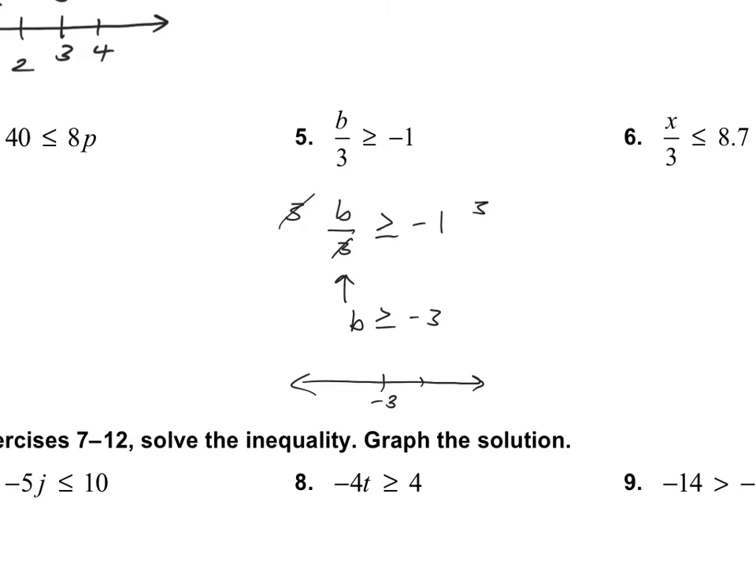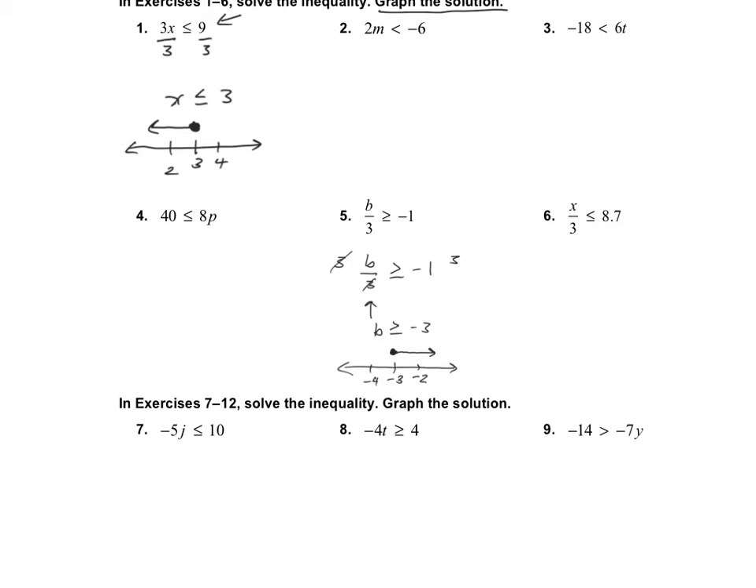Put a number to the right and left, just so we get a sense for the number line. And in this case, it's going to be a filled in dot at -3. And it's going to be greater than. We move to the right. There's our graph.